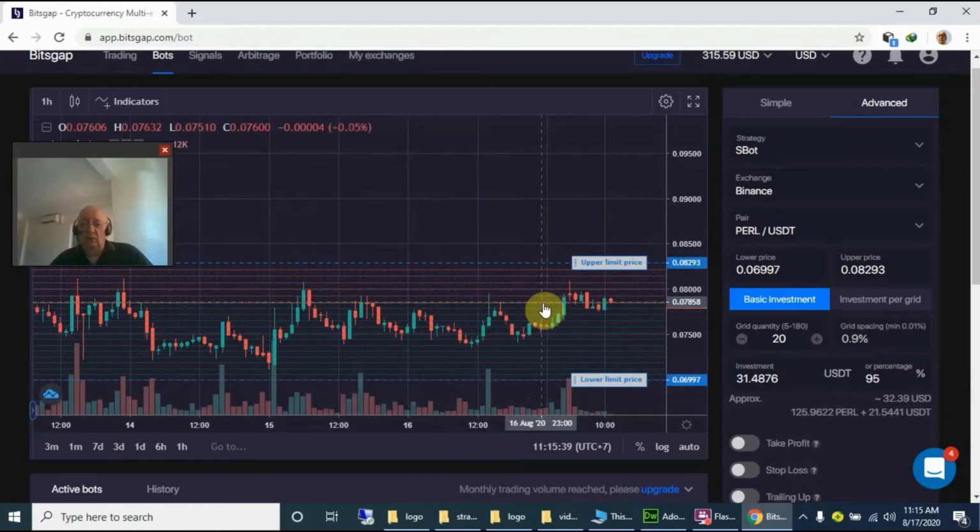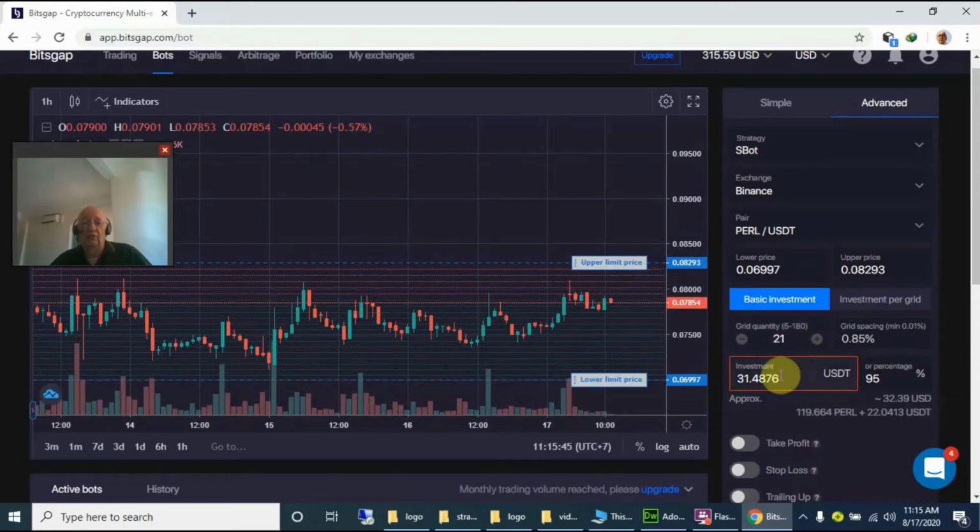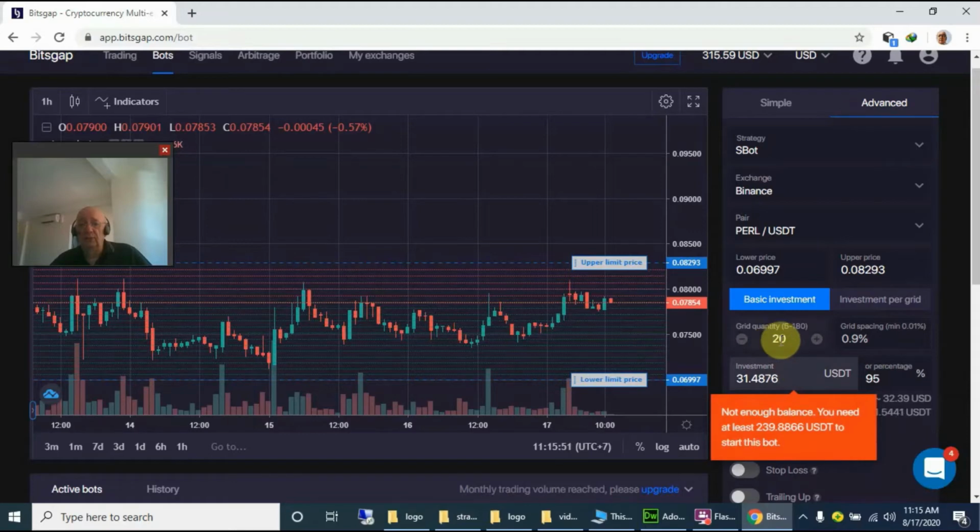So it's placed quite nicely. We've got 20 trades. Can we increase this over here? Let's just go and see. Can we increase it? No, we cannot. You can see there because you don't have enough money. So 20 trades. Let's just go and see. Can we trade it? Oh, not enough.